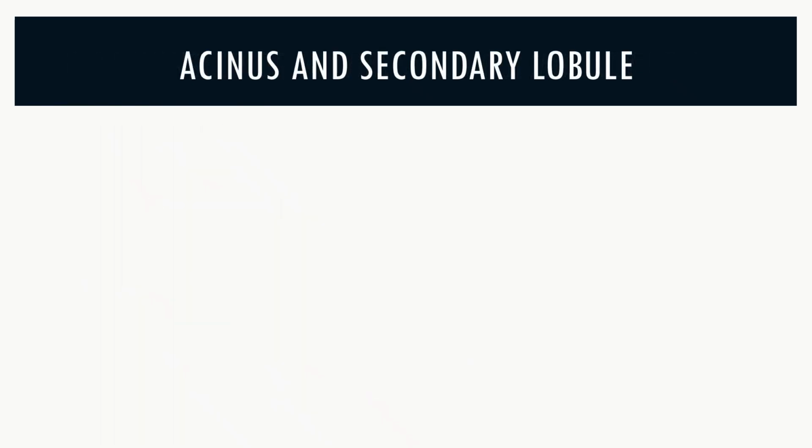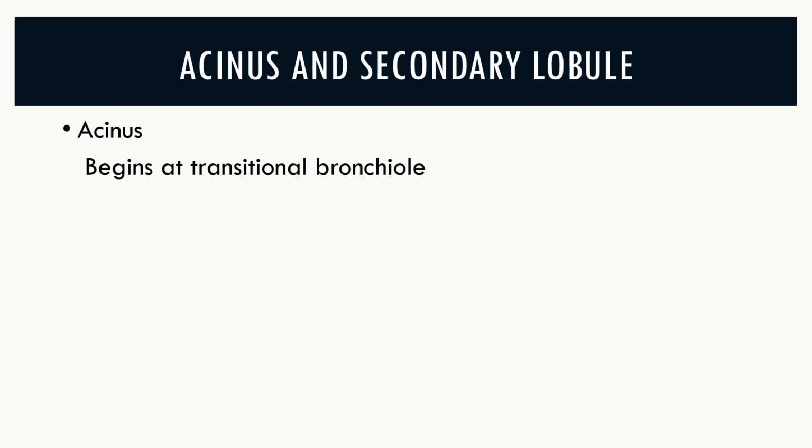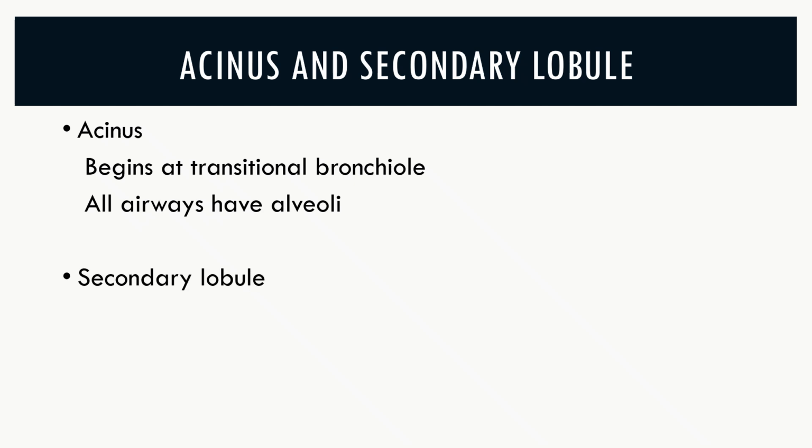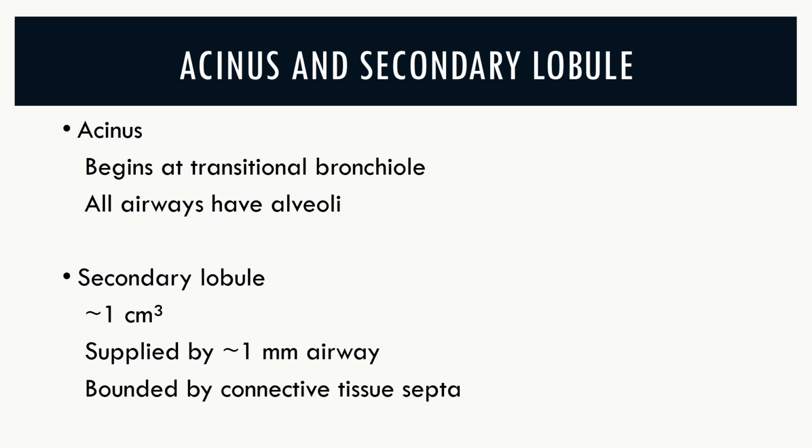Acinus and secondary lobule. Acinus begins at level of transitional bronchiole where all airways have alveoli and participate in gas exchange. The secondary lobule is approximately 1 cubic centimeter in size and is supplied by an airway about 1 millimeter in diameter and is bounded by connective tissue septa.